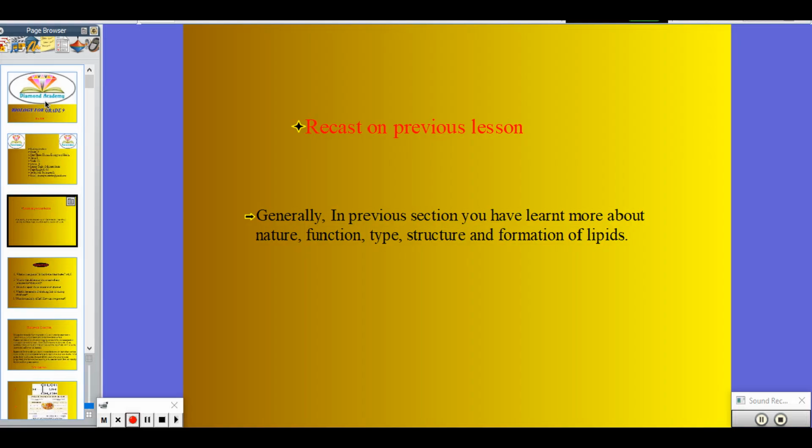Before starting today's lesson, micronutrients, let's revise one of the macronutrients that has been discussed in the previous lesson, lipid. Generally, in the previous section, we have learned more about the nature, function, type, structure, and formation of lipids. Lipids are often called fats and oils, and they are effective energy stores in the body. They contain twice as much energy as carbohydrate. That's why your body converts spare food into fat.